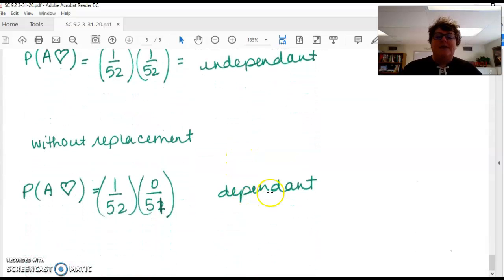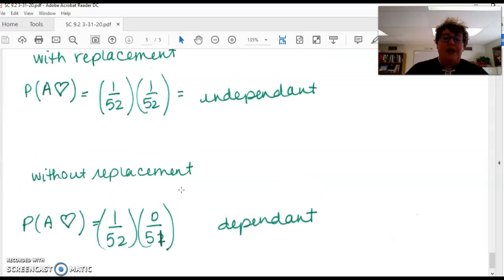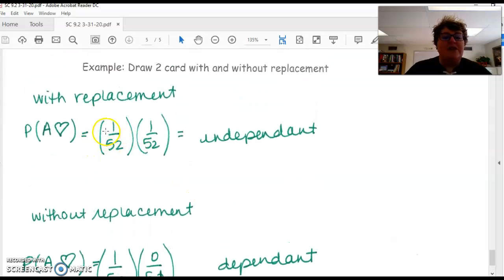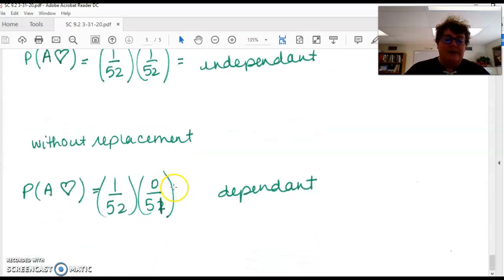Now, without replacement, this is where it becomes dependent. The second stage is dependent on what you get in the first one. So without replacement, the probability of getting an ace of hearts: if I pull an ace of hearts the first time, it's 1 out of 52, and I don't put it back into the deck. For the second stage, there's no ace of hearts left in the deck, so I don't have any chance of getting it, so 0 out of 51. The bottom number changes because I didn't replace that card. So dependent means they depend on the roll before them, or on drawing the card before them, the stage before it. Independent means it doesn't matter what happened the first time; you have a new system the second time.